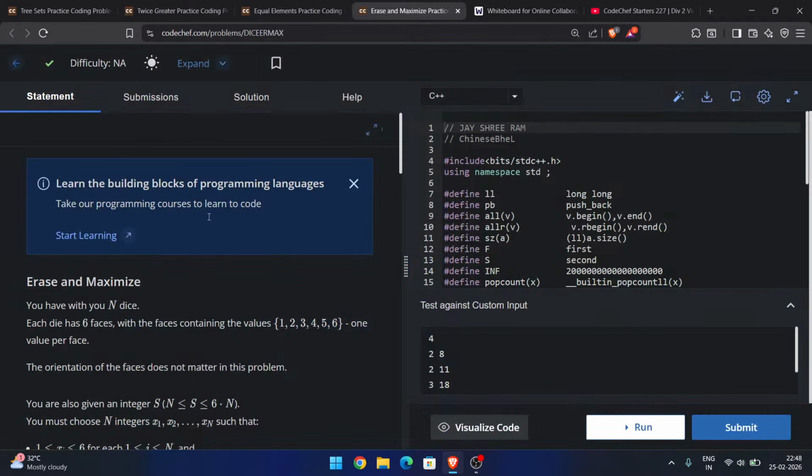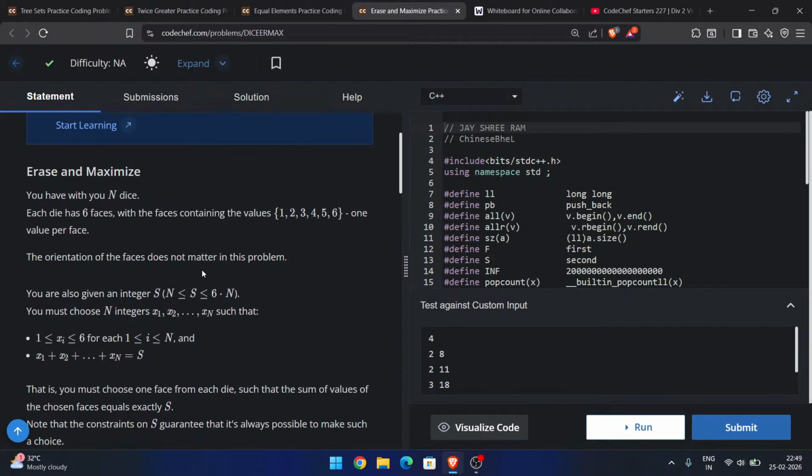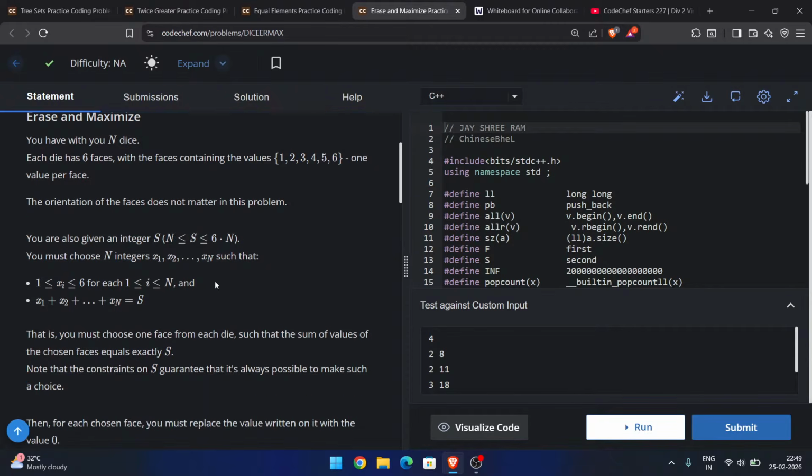Okay, so let's move on to question two. It was erase and maximize.